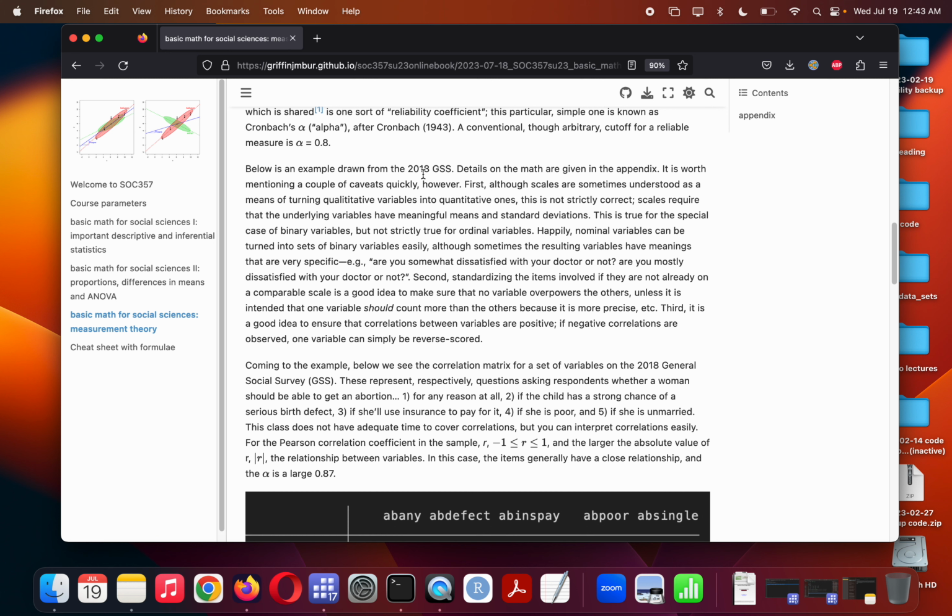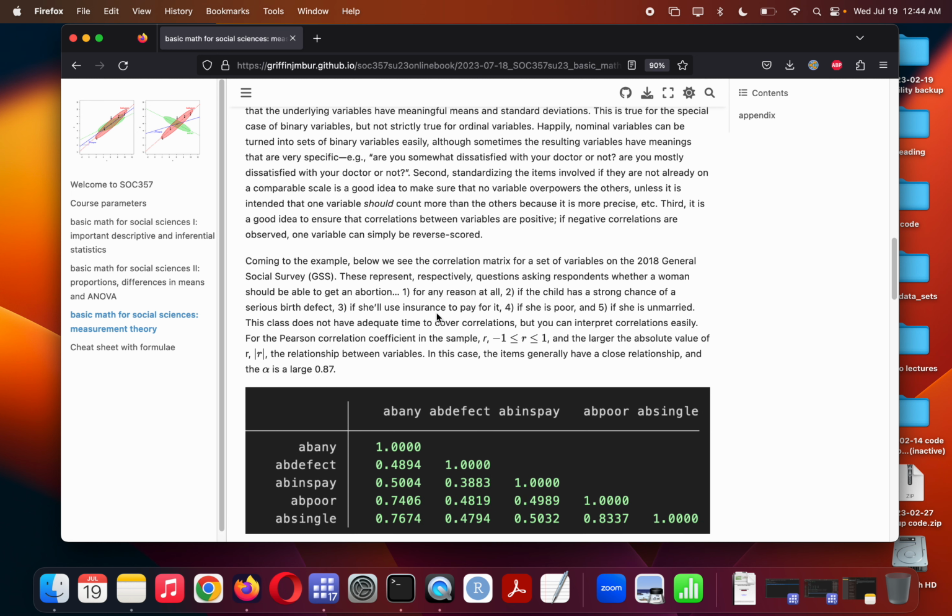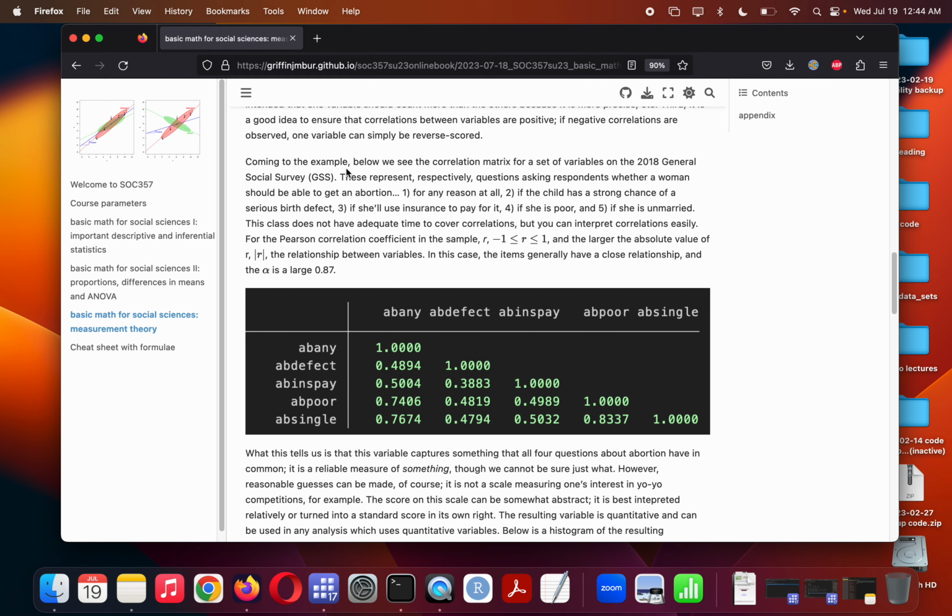This, by the way, all of this practical advice isn't strictly speaking necessary for SOC257 in the summer 2023 version because I will make your scales for you. I just want you to understand a little bit of what's going on underneath the surface. So let's come to our example and then we'll wrap up this short lecture.